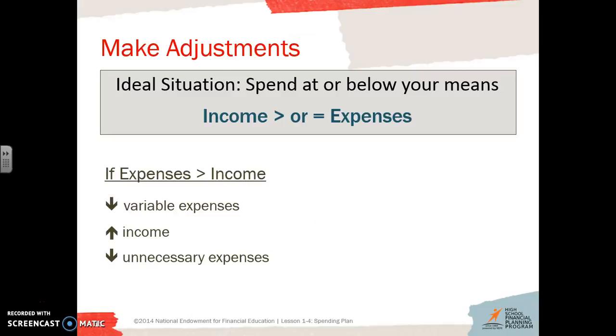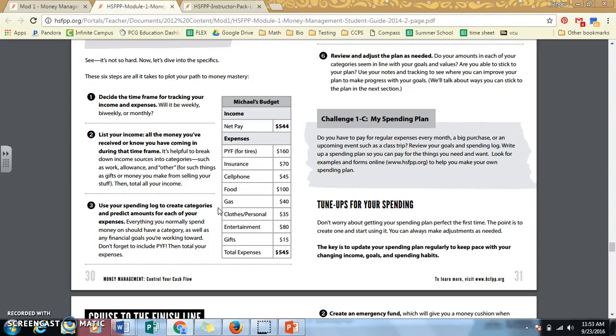So here are some things that you can do if you need to fix your expenses. If your expenses are larger than your income, if you're paying more than you're getting, which Michael is, then here are some things that you can do. First thing you can do, you can lower your variable expenses. So you can reduce how much you're spending on variable expenses. For Michael, that would be lowering how much he's paying for food, or reducing how much he's paying for gas, clothes, or entertainment. So these 4 categories, food, gas, clothes, and entertainment, are areas where Michael could reduce his spending.